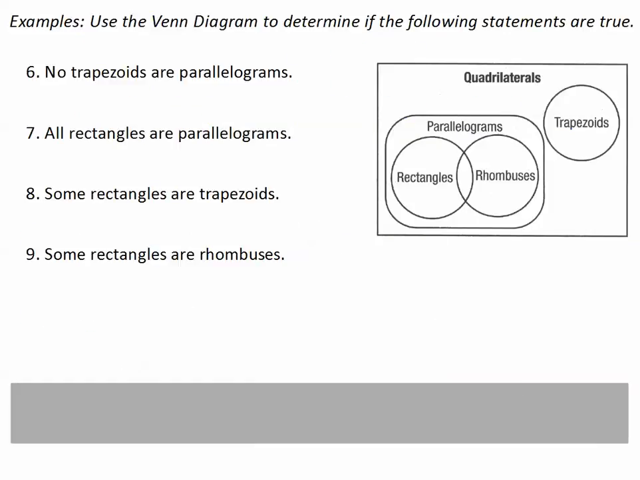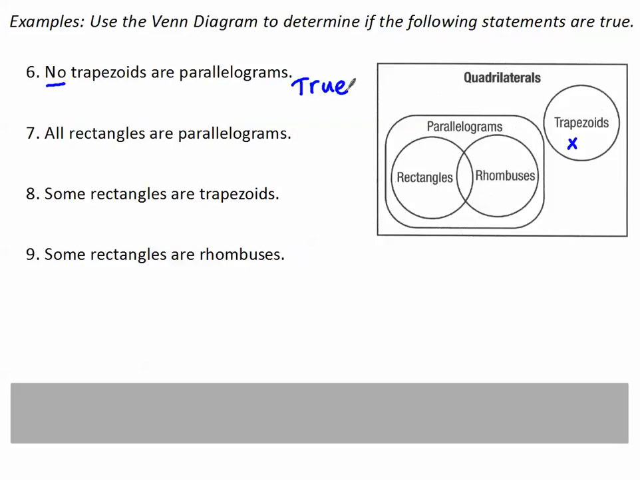Let's look at an example or two. Use the Venn diagram to determine if the following statements are true. So we're just going to say if they're true or false. No trapezoids are parallelograms. Here's the trapezoid group. Here's the parallelogram group. Is there any overlap between the two groups? There's not. If I put something in the trapezoid group, it cannot also be in the parallelogram group. I can't find a place to put that something where it's in both of them. So no trapezoids are parallelograms. That is a true statement.